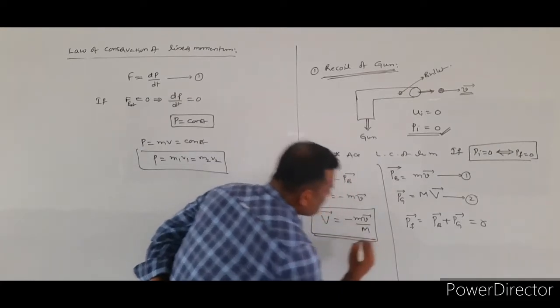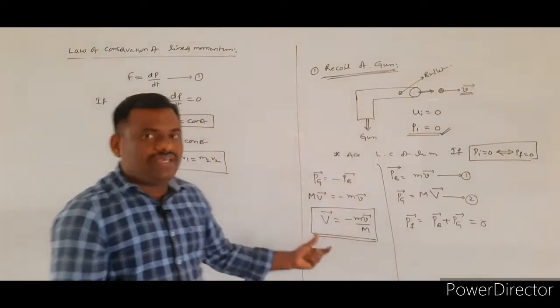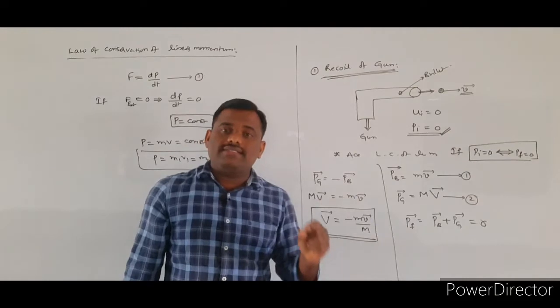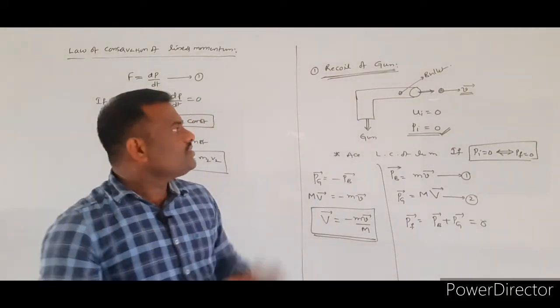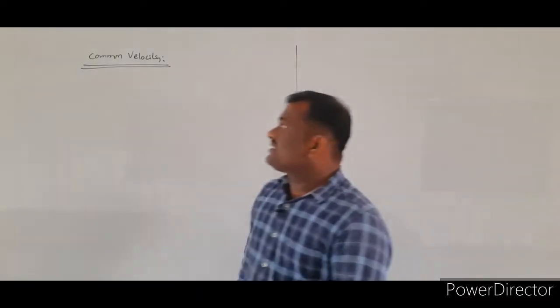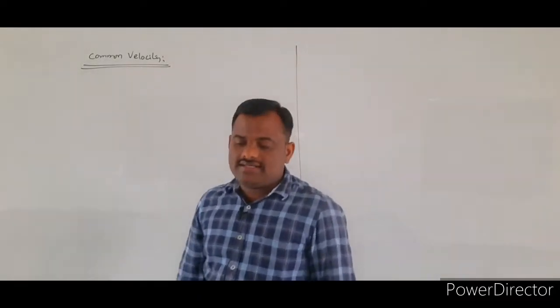So which is giving the recoil velocity of the gun. The recoil velocity of the gun. So the next concept is common velocity.